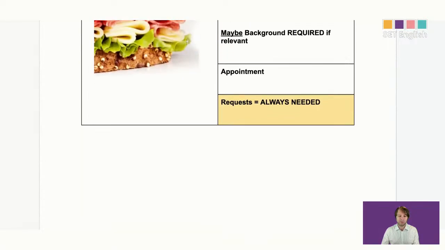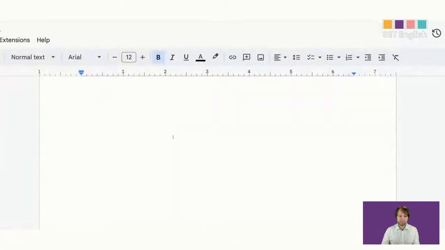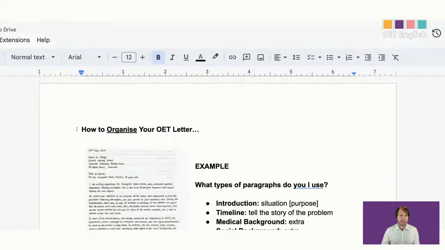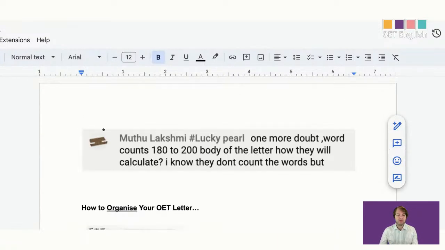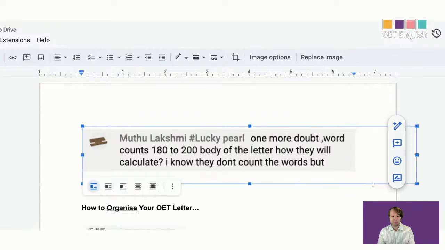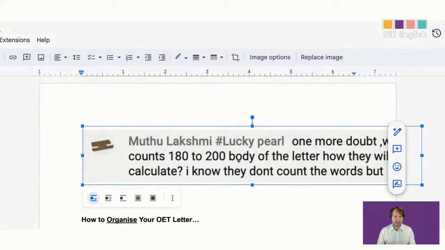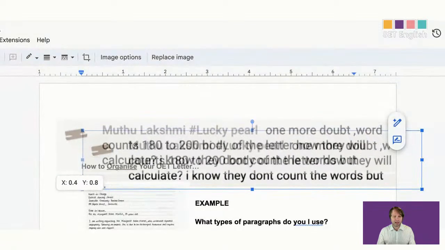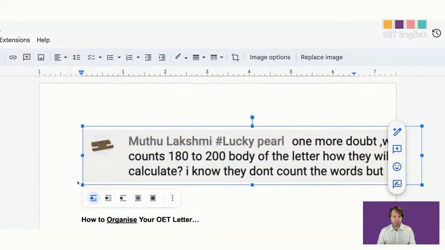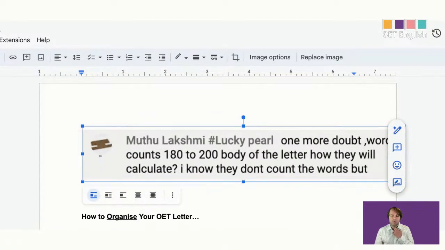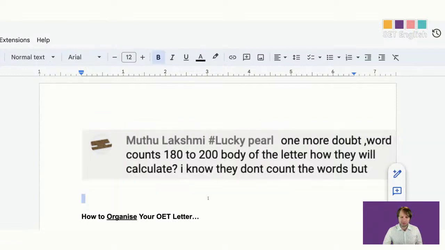I'm going to take you up to the top. Okay. Hopefully everyone can see that. Let me make that really big so everyone can see that. So she says, guys, one more doubt. Okay. Hopefully you can all see that. So one more doubt. Word count. Let's think about the word count, everyone.